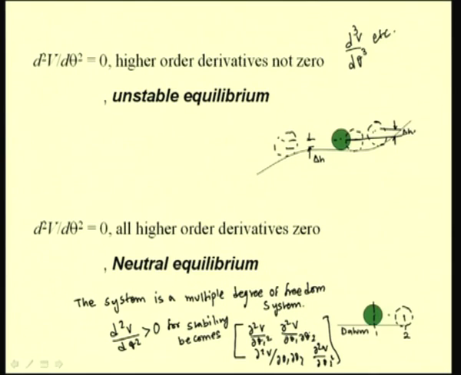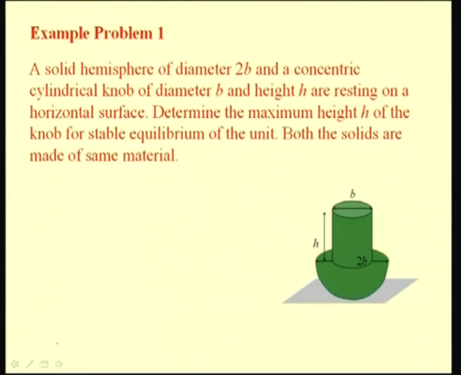So, let us first see a single degree of freedom system example and analyze the stability of the equilibrium. Here you have a solid which is composed of a cylindrical knob and a hemispherical base. The diameter of the hemispherical base is 2b, which is twice the diameter of the cylindrical portion, and the height of the cylindrical knob is h. We are interested in determining the maximum height h of the knob for stable equilibrium of the unit, and let us assume that both solids are made of the same material.